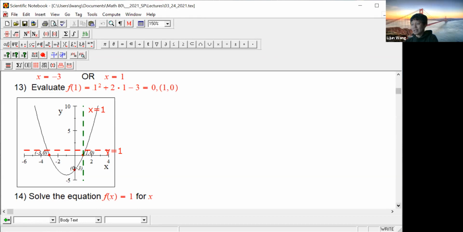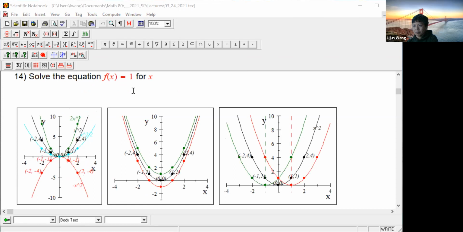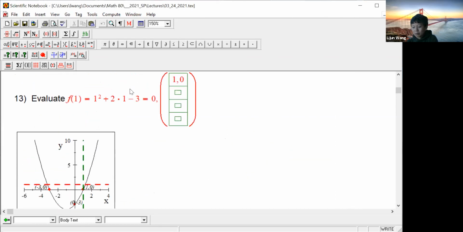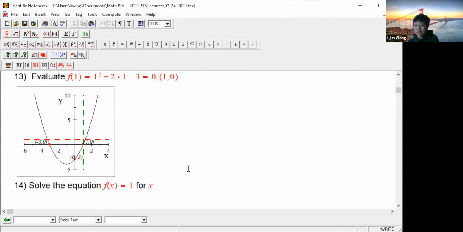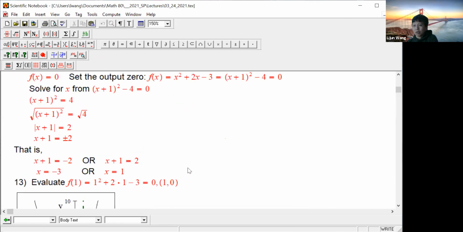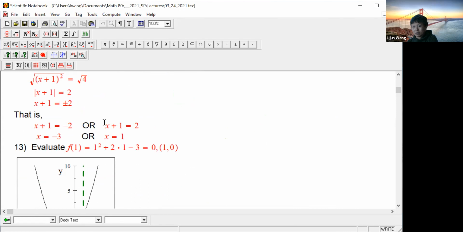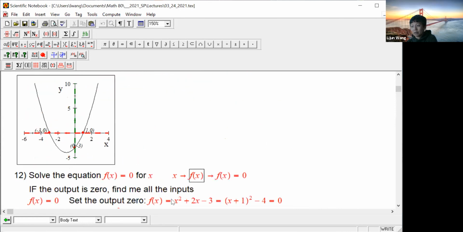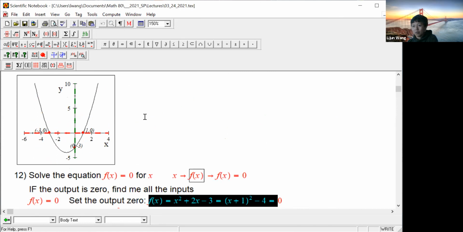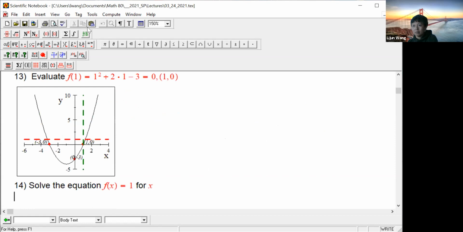So how about for number 14? I'm waiting. Did you guys write it down in your notebook? Mark the green and the red lines, because I'm going to make them disappear. I'll bring them back up. How about the number 14? What did we do for number 12? We set the output equals 0 for number 12 because the output was set to be 0. And this time the output is set to be what? To be 1. So now the output is set to be 1.